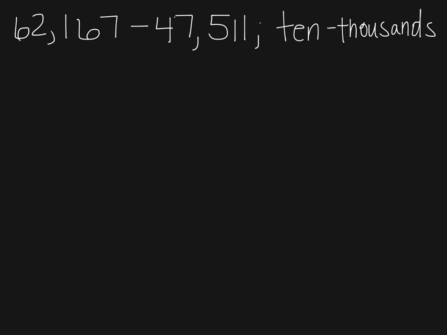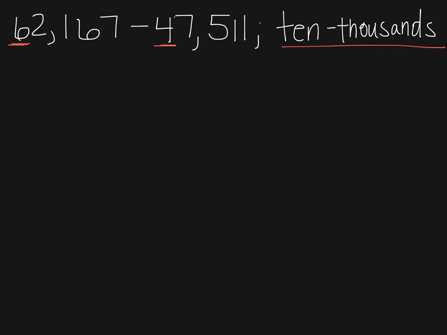Okay, let's try another one. 62,167 minus 47,511, and they want us to round to the 10,000s place. So I'm going to underline where the 10,000s place is. So I've got a 6 and a 4.